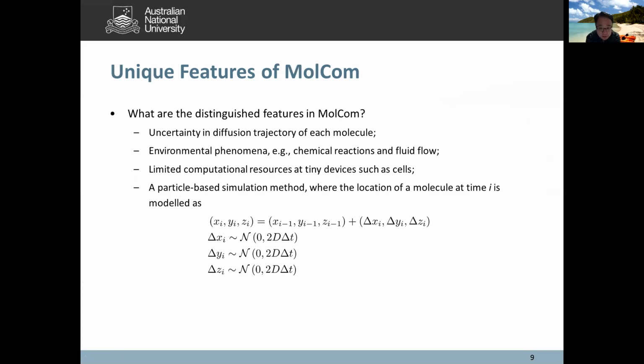Apart from that, we also need to consider some hardware constraints at the tiny devices or nano machines. For example, in molecular communication, typically the nano machines can be modified cells or artificial cells. Because of their very tiny size, they have limited computational resources, such that we have developed relatively simple communication and signal processing algorithms at these devices, so that they can be used in future nanoscale applications.